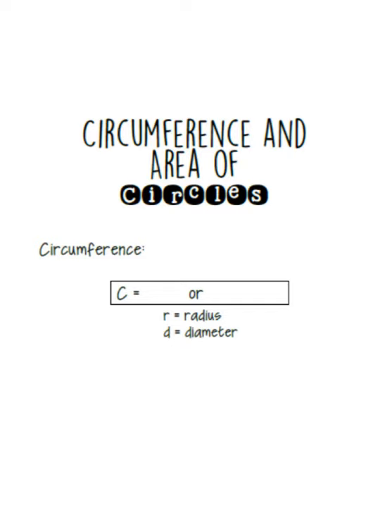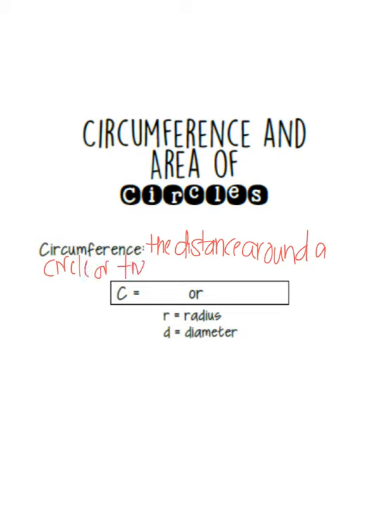Today's topic is circumference and area of circles. To begin with, circumference is the distance around a circle, or the perimeter. There are two formulas that we remember, and they're actually really close to each other. Circumference is either 2 pi r or pi d. Now r is radius and d is diameter, and one thing we do have to remember is what pi is.